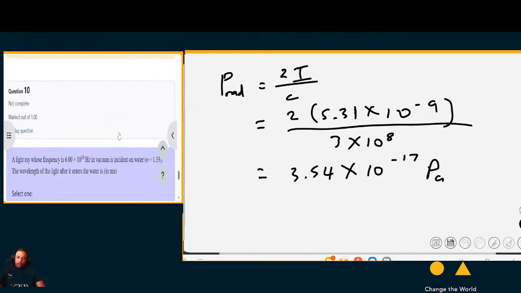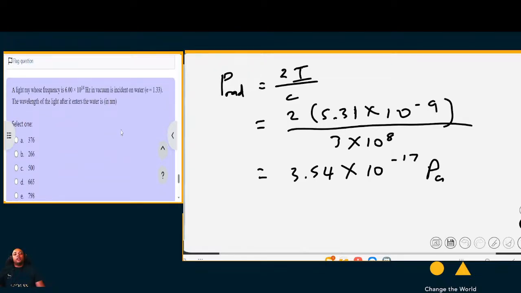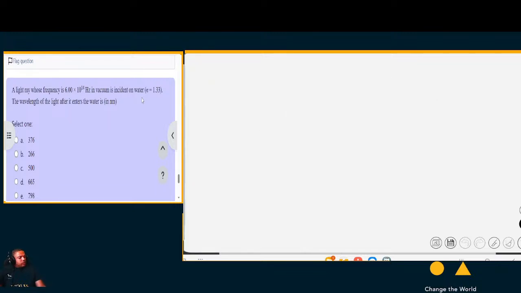Okay, very last question. A light ray whose frequency is 6 times 10 to the 14 hertz in a vacuum is incident on water which has a refractive index of 1.3. Then the wavelength of light after it enters the water, in nanometers, is.